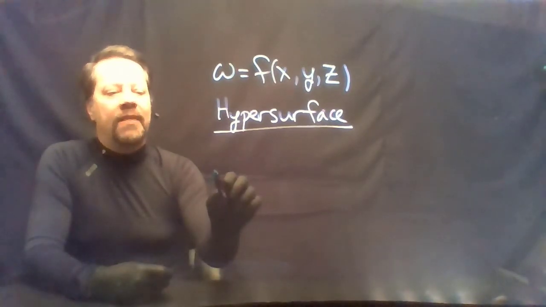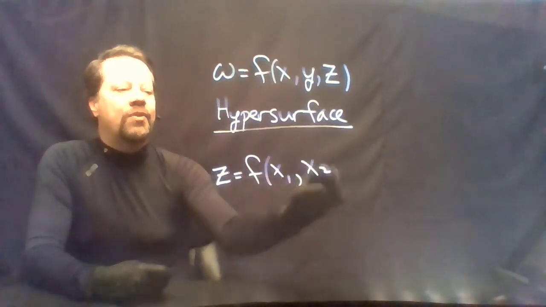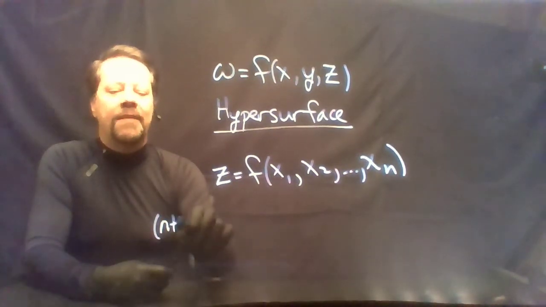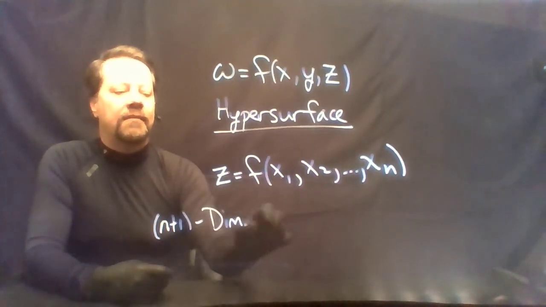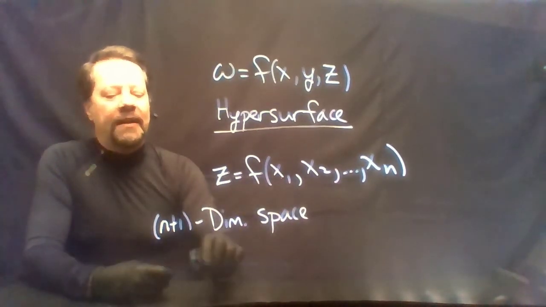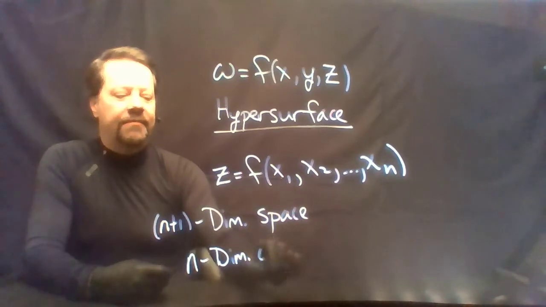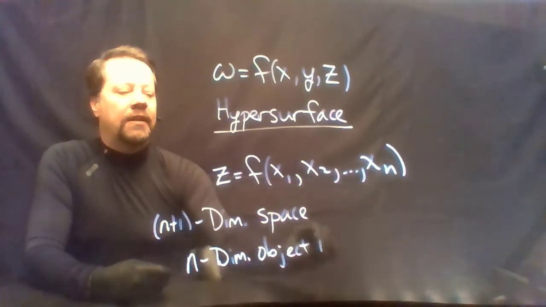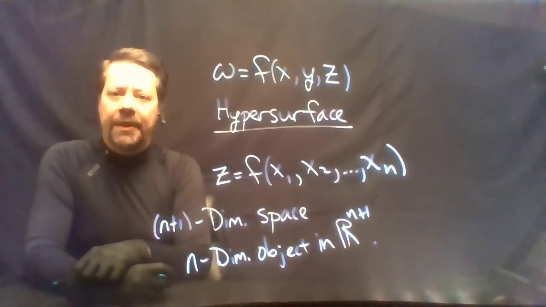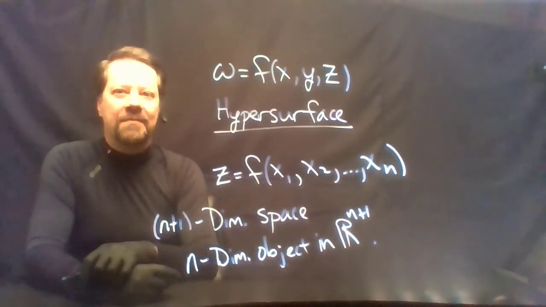So more generally, if I have z is some function of x1, x2 through xn, then I have an n plus 1 dimensional space in x variables and 1 z variable, but I end up with an n-dimensional surface or object embedded in R n plus 1. That is an object of codimension 1, and therefore this too would be a hypersurface.